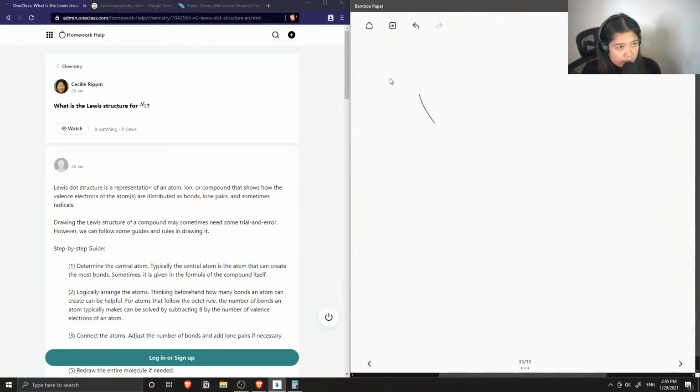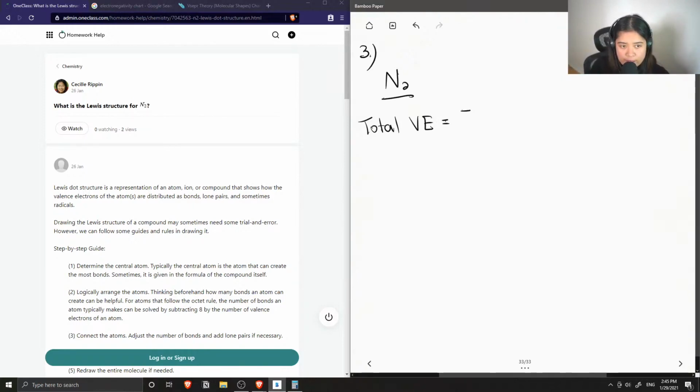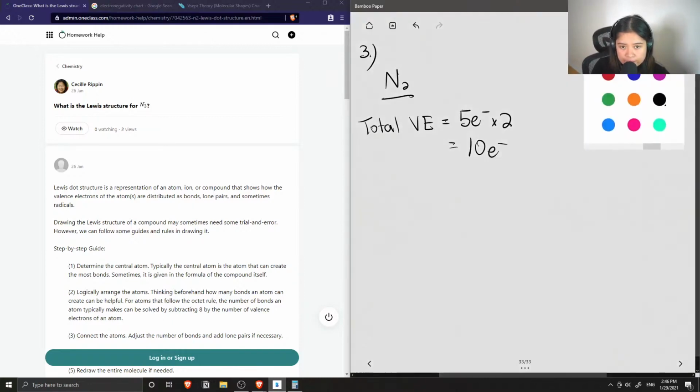Question number 3 is, what is the Lewis structure for N2, which is diatomic nitrogen? So to write out the Lewis structure, we need to find out the total number of valence electrons. A nitrogen atom has 5 valence electrons, and we have 2 nitrogen atoms, so we multiply this by 2. So we have a total of 10 valence electrons.